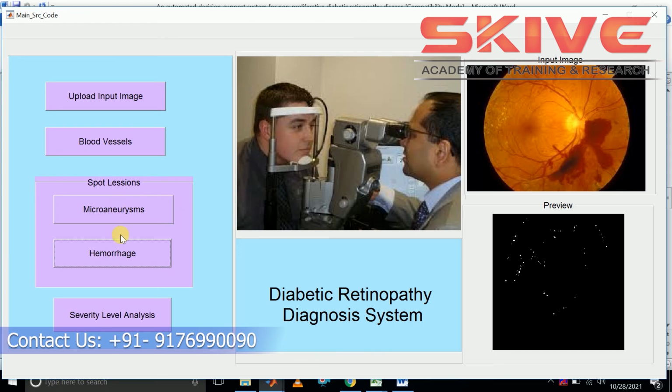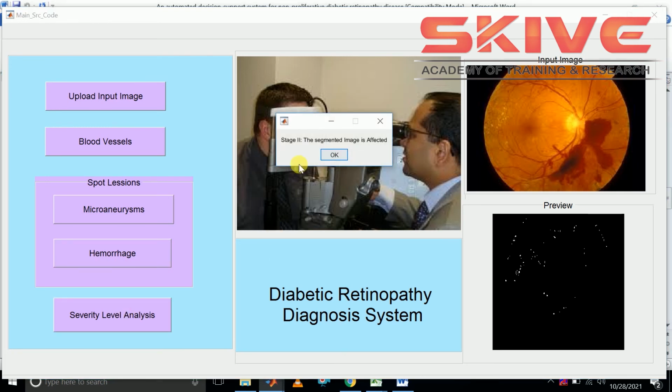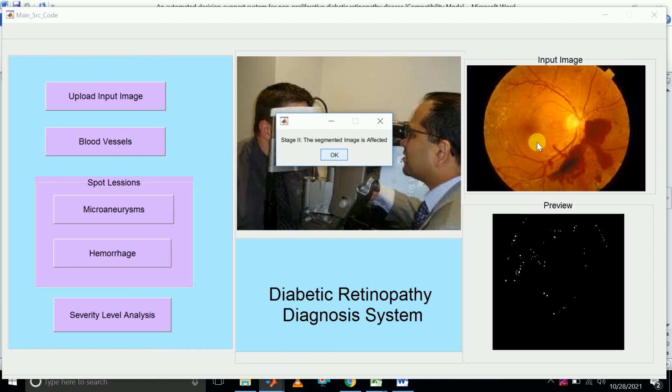Now based on the calculations of these parameters, we are going to check the severity level. Here the segmented image is affected, that means the patient was affected by diabetic retinopathy. So the doctors can easily treat the people based on this system.